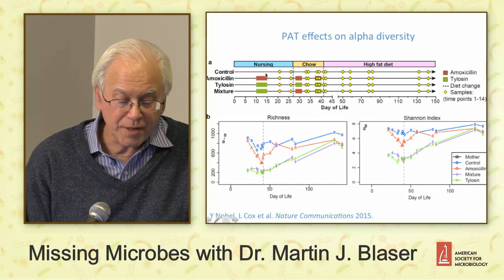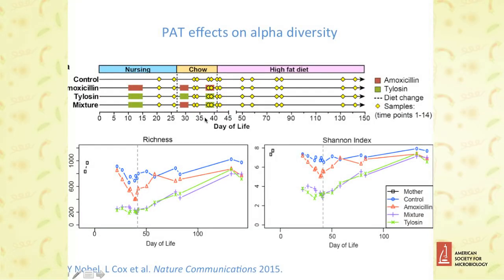So in this experiment, mice got 3 courses of antibiotics, 3 pulses, either amoxicillin, the most widely used antibiotic in childhood, or tylosin, a macrolide, and that's the second most widely used class of antibiotics. They got one through their mom's milk while they were nursing, then 2 more doses, and then at a certain point they were put on a high-fat diet to bring out the phenotype.